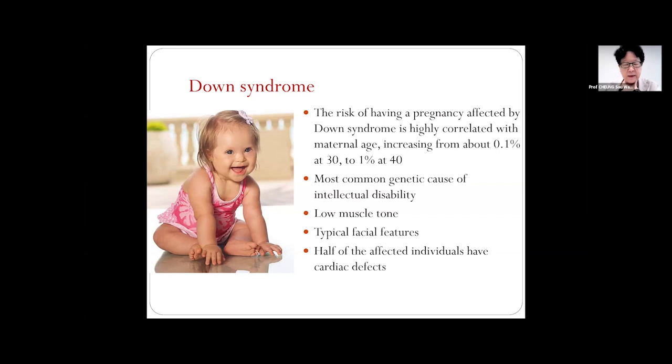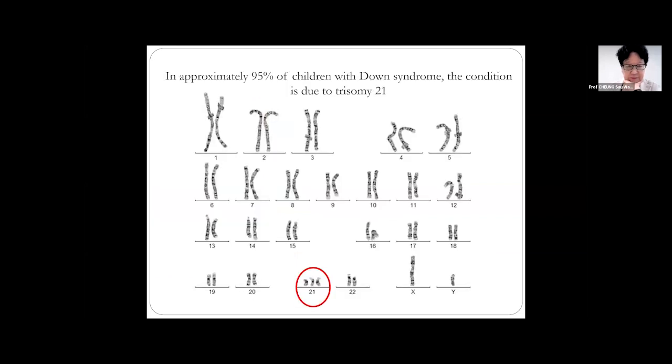This is the most common genetic cause of intellectual disability. And I mentioned before that it has low muscle tone and typical facial features. Half of the affected individuals have cardiac defects. Approximately 95% of the children with Down syndrome, the condition is due to trisomy 21. But another 5% is due to Robertsonian translocation. So that's why I want to mention Robertsonian in a later slide.